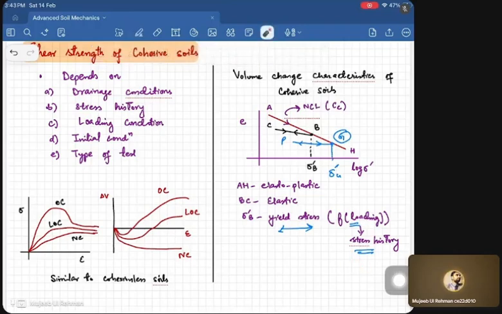So what are the takeaways from this? If a soil is following the normal consolidation, then the stresses the soil achieves will be higher than the previous stresses. And if the stress that a soil is experiencing is less than what it has experienced in the past, it will follow the BC route.